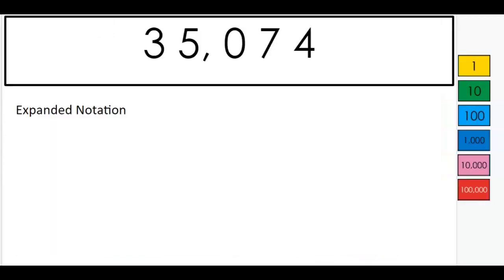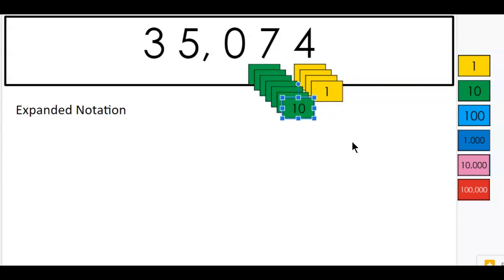So let's take a look at some examples. Again, the first thing I'm going to do is find out what the value is in each place. So here's my ones place. I have 4 of them. I'm going to do a little shortcut. I'm going to use Control D and give me 3 more to make 4. I have 7 tens. And bring a 10 over, and I need 7 of them. 1, 2, 3, 4, 5, 6, 7.